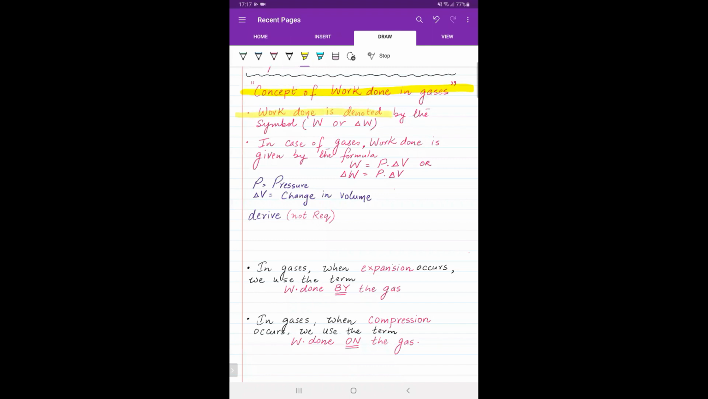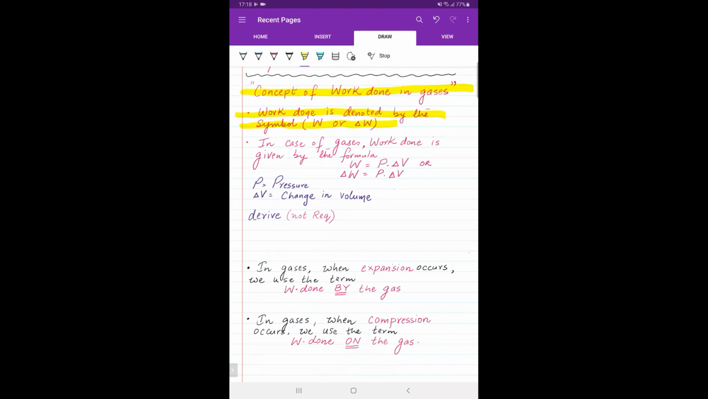Work done is denoted either by the symbol of W or by the symbol of delta W, जो भी आपको सूट करे. So internal energy के लिए it was either U or delta U, and for work done it's either W or delta W, जो भी preferential choice आपकी हो.